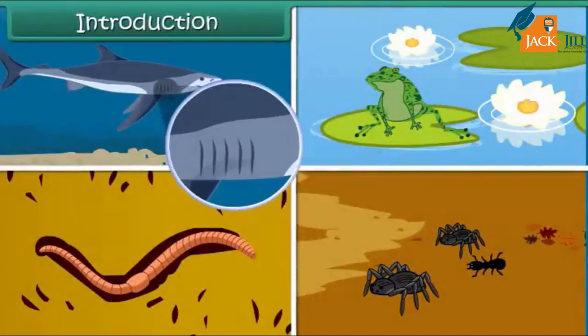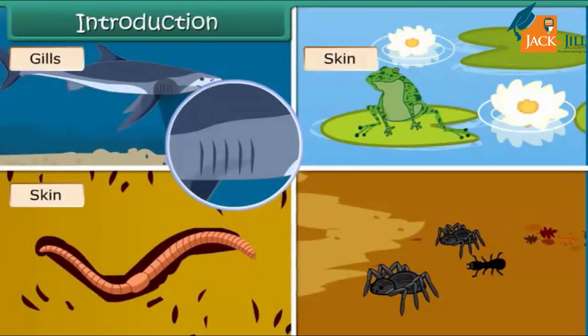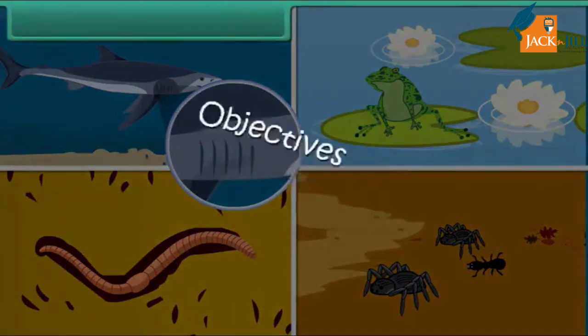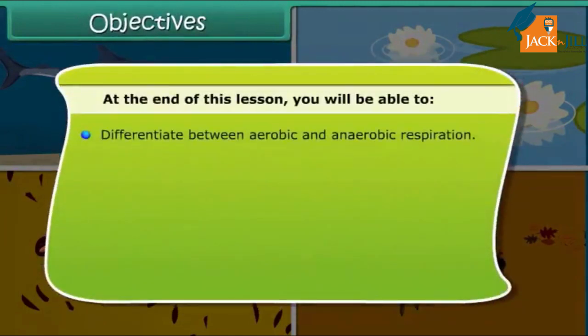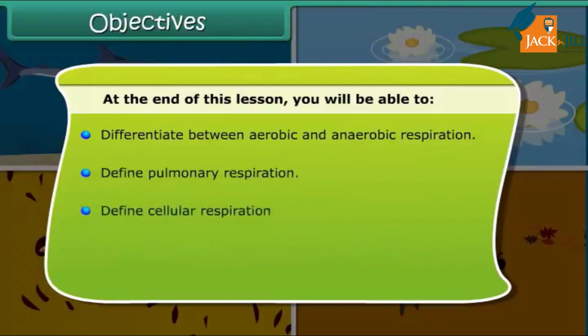Fish breathe through their gills, frogs and earthworms through their skin, insects through their spiracles. In this lesson, we will study in detail the mechanism of respiration in human beings. Objectives. At the end of this lesson, you will be able to differentiate between aerobic and anaerobic respiration, define pulmonary respiration, define cellular respiration, describe the mechanism of breathing in humans.